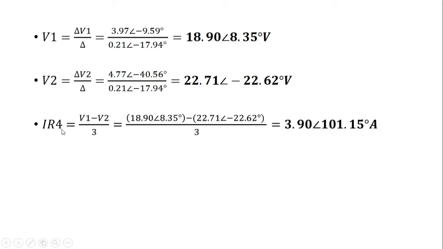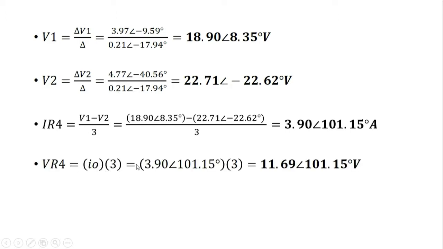Then we can directly calculate our IR4, which is V1 minus V2 over 3. Then we can use the current IR4 to calculate VR4 by using Ohm's law: current times the resistor R4, which is 3. So there we have our I at R4, and this is our V at R4. Okay, thank you.